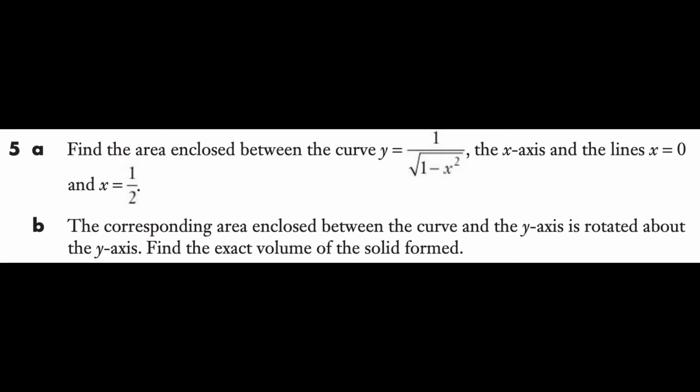Part A says to find the area enclosed between the curve y equals 1 on root 1 minus x squared, the x-axis, and the lines x equals 0 and x equals a half. So the student didn't have any issue with that. That's the kind of typical calculus, find the area beneath the curve kind of question. Part B is where the student was seeking a bit of help. So part B says the corresponding area enclosed between the curve and the y-axis is rotated about the y-axis. Find the exact volume of the solid formed. So that's what I'm going to work through now.